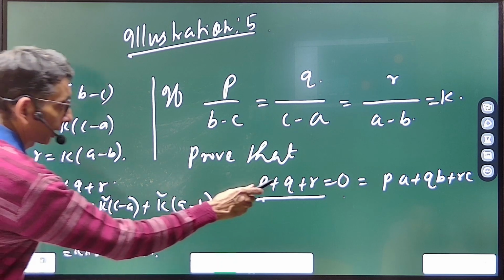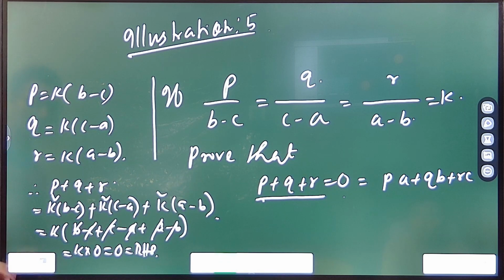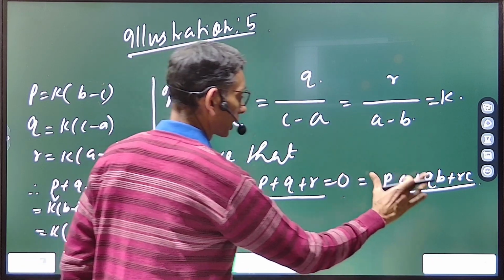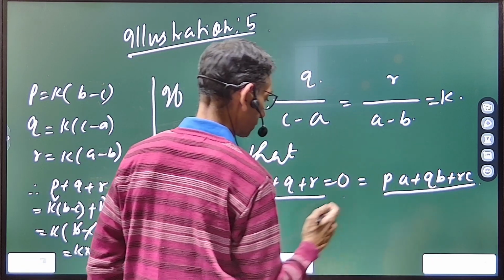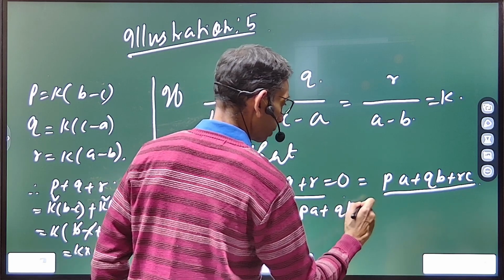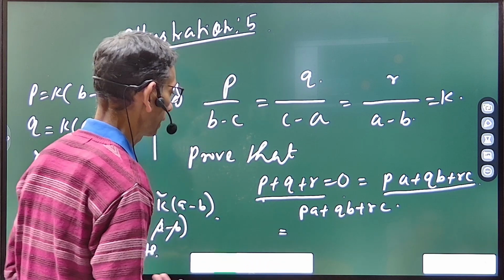So this part is done. Now you have to do the second part, very easy. In case you multiply, then also it will cancel out, right. So now we do the second one. We have to show that PA plus QB plus RC is also equal to 0. Okay, right.